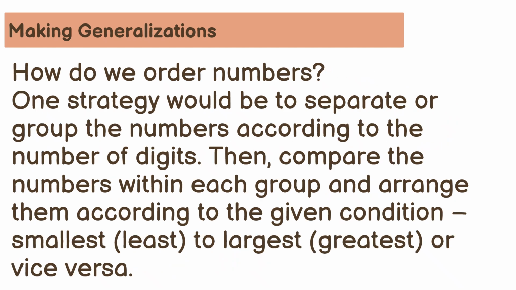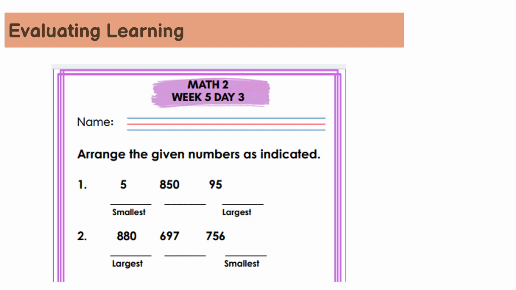How do we order numbers? One strategy would be to separate or group the numbers according to the number of digits. Then, compare the numbers within each group and arrange them according to the given condition: smallest or least to largest or greatest, or vice versa.